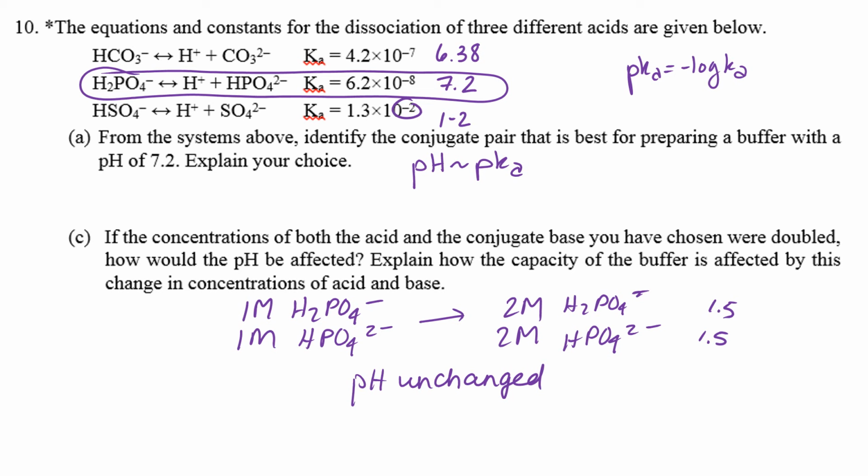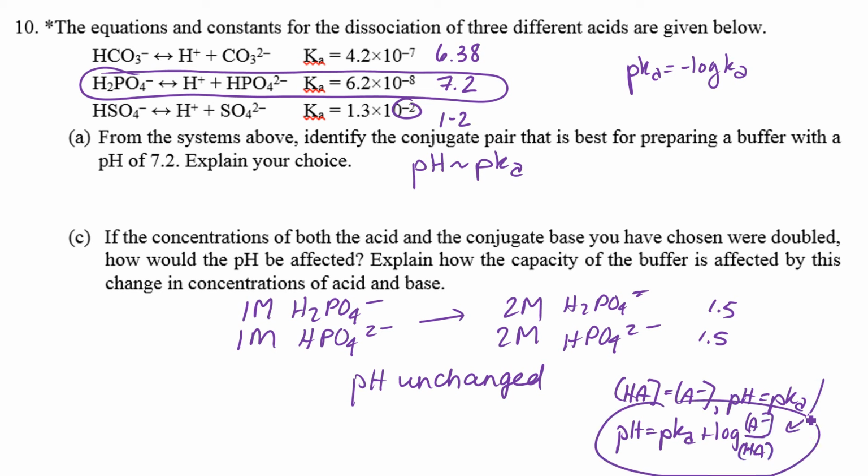And if you're going to think about why, remember, if the concentration of the acid and the conjugate base are equal, then pH is going to equal the pKa. The other way of thinking about it is this: pH equals pKa plus log of A minus over HA. So you see that the pH is determined by the ratio of your weak acid, weak base components, not the absolute value. So the pH remains unchanged, but the capacity will increase.